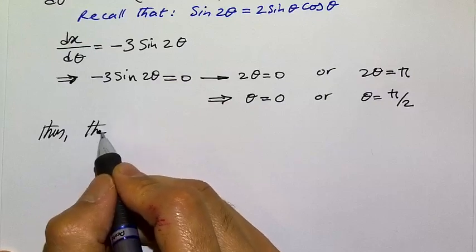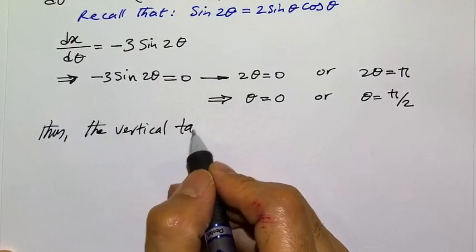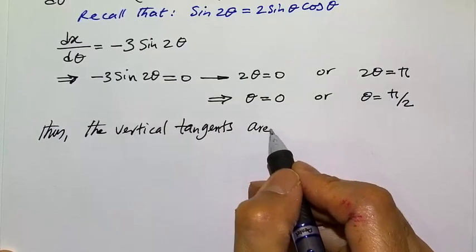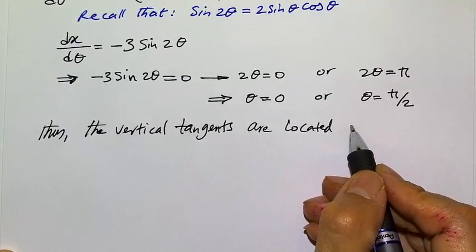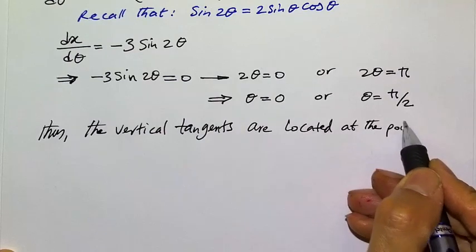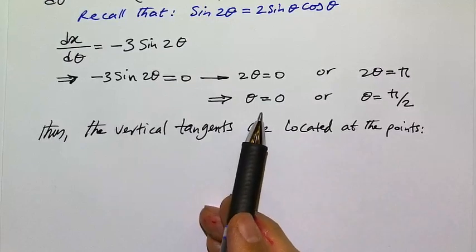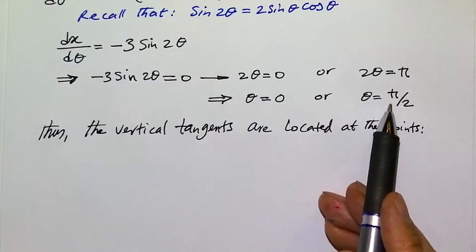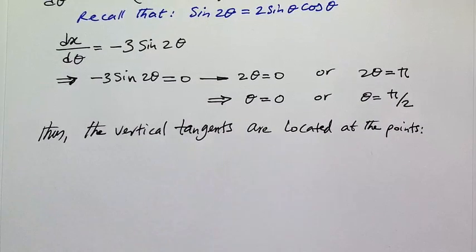So thus the vertical tangents are located at these points. So let's calculate for theta equals 0 and for theta equal pi over 2, we will calculate the r value.